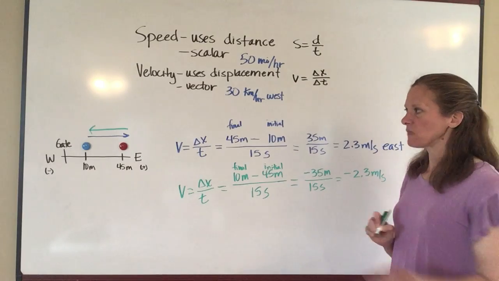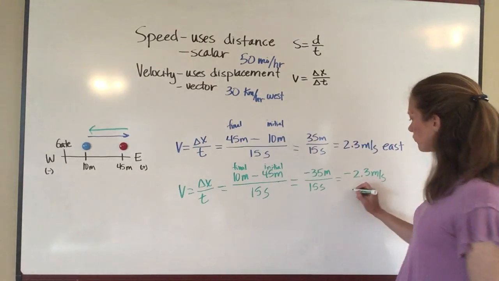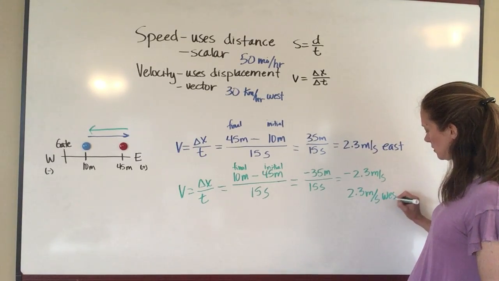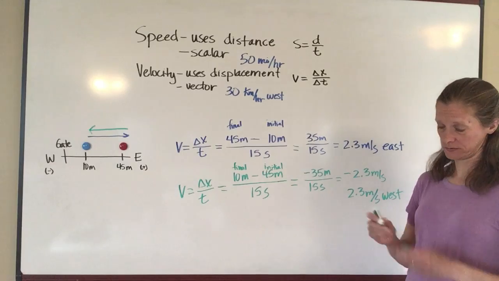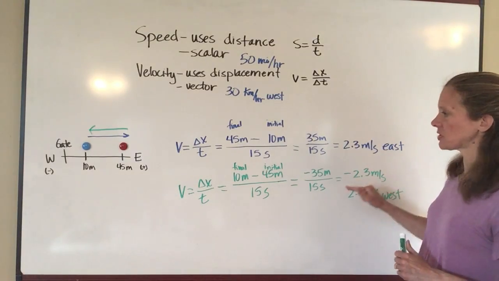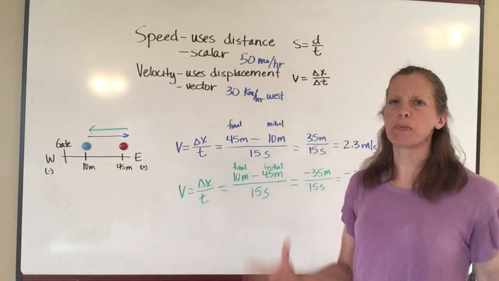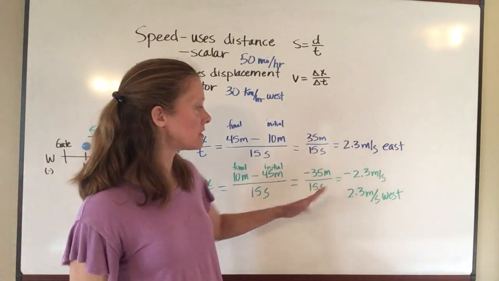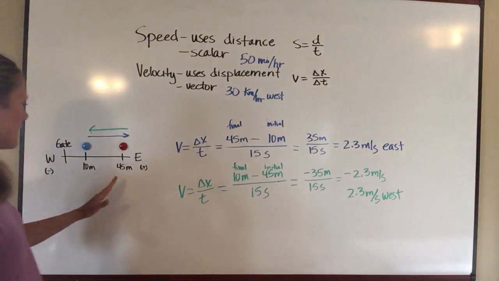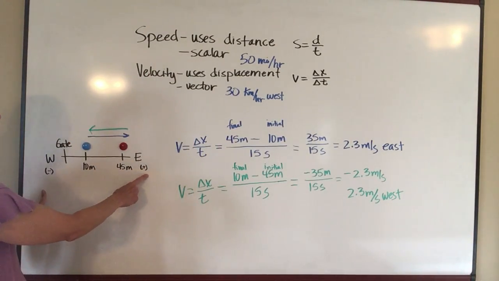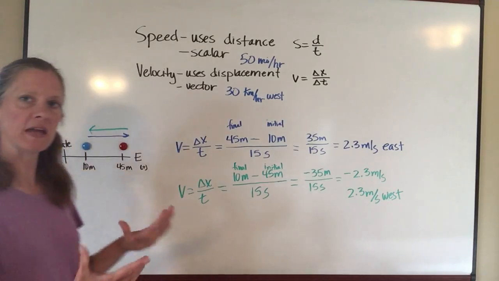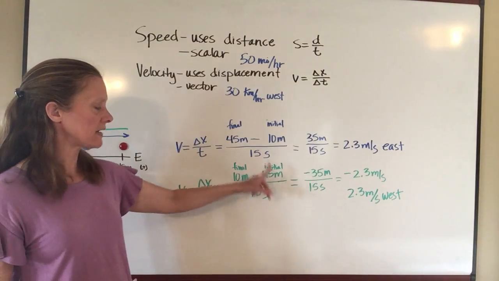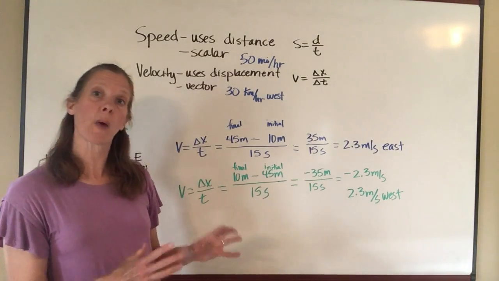Well, what's that mean? Well, it means he's going the other way. So it means he's going at 2.3 meters per second to the west. Okay, so again, these negative signs, when you're talking about velocity, speed is never going to have a negative sign on it, but velocity could have a negative sign depending on which direction you're going. And I could have swapped these around and called this one negative and this one positive, but based on how I defined it, when you take the final minus the initial, that's going to tell you which direction that you're going.